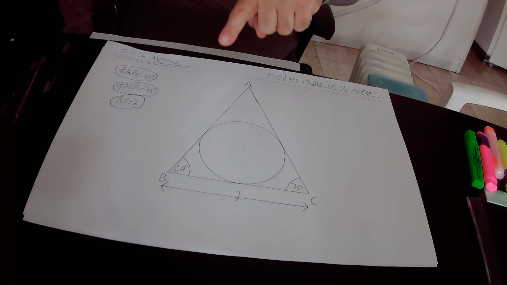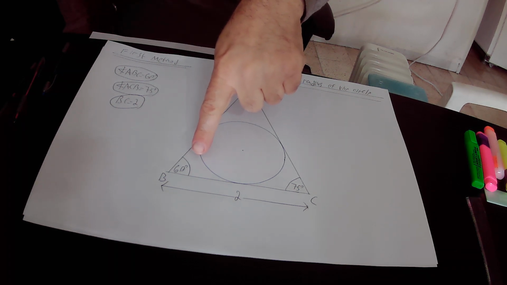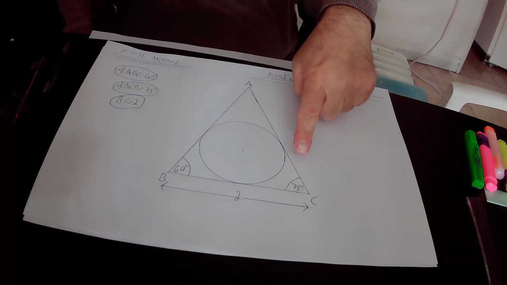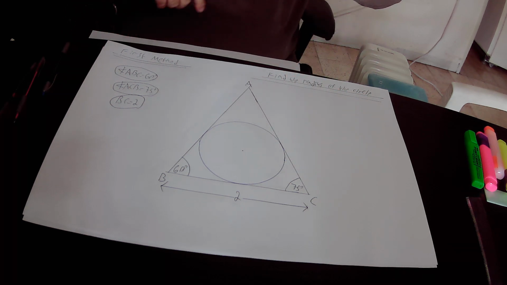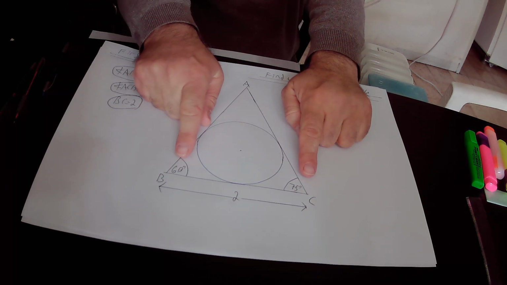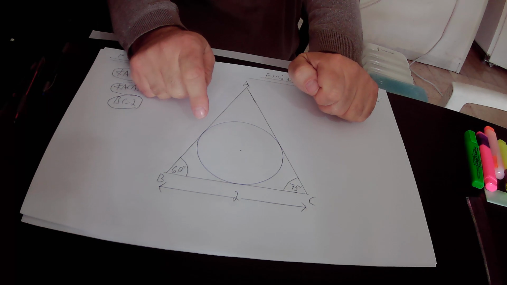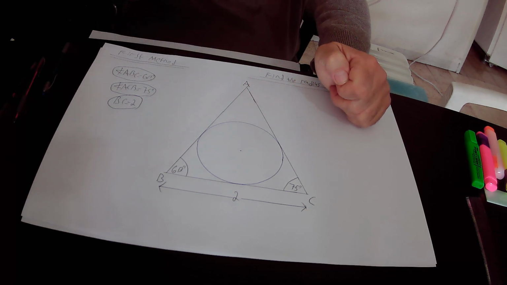In addition, we know that angle ABC equals 60 degrees in size. This is angle ACB, which is equal to 75 degrees. And side BC of triangle ABC equals 2 units in its length. Our mission is to find out the radius of this circle.